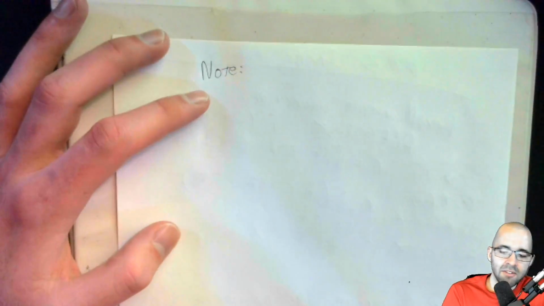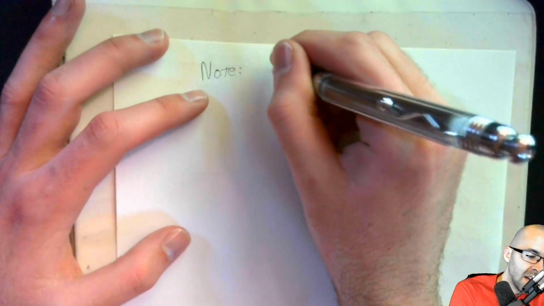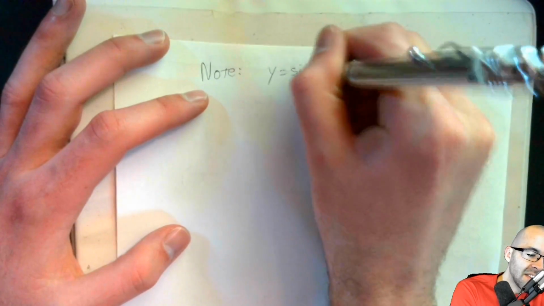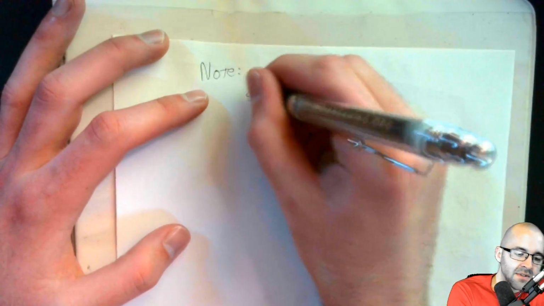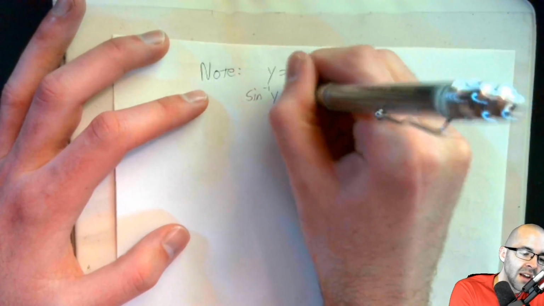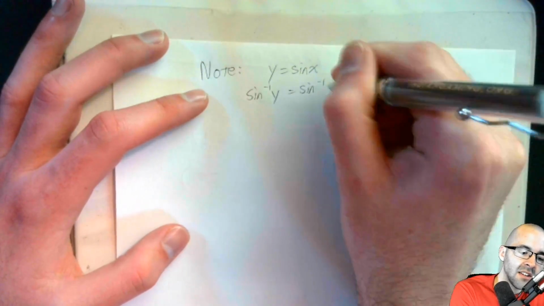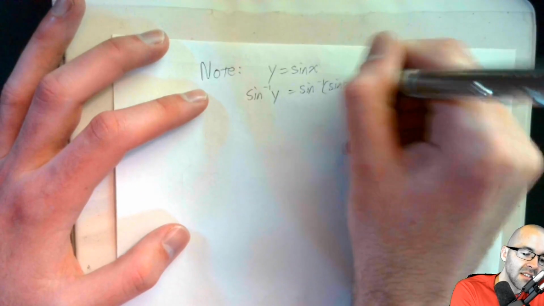So, let's move on. Let's talk some more about inverse functions. If y is equal to the sine of x, we can take the inverse function of both sides. The inverse sine of y then becomes the inverse sine of sine x.